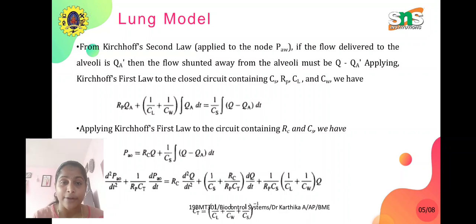Here the formula becomes d²PAO/dt² plus 1/(RP CT) dPAO/dt, which is equal to RC d²Q/dt² plus (1/CS plus RC/(RP CT)) dQ/dt plus 1/(RP CS) multiplied with (1/CL plus 1/CW) into Q. With the help of Kirchhoff's first and second laws, we can derive this formula. Here CT, the total capacitance, is given by 1/CT equal to 1/CL plus 1/CW plus 1/CS.